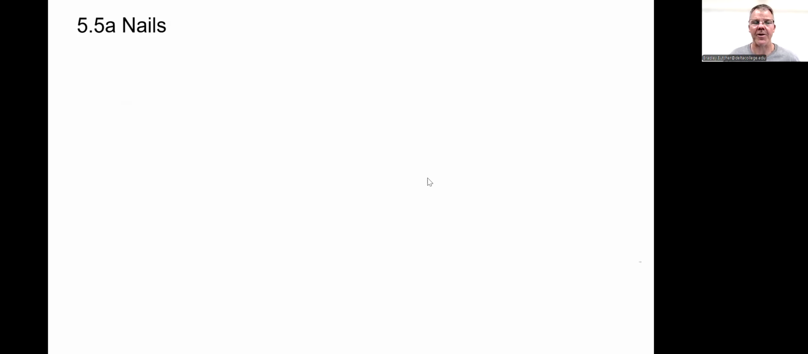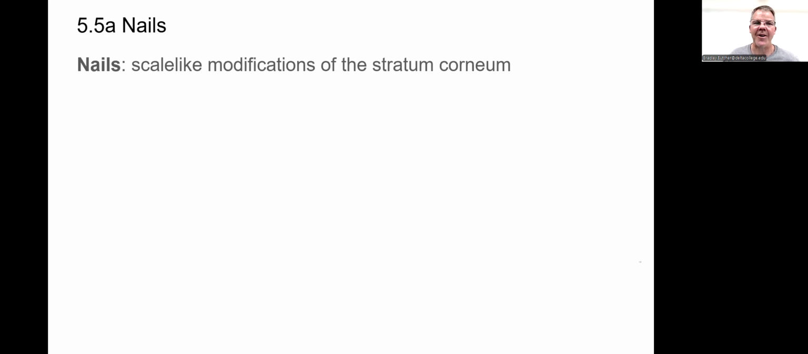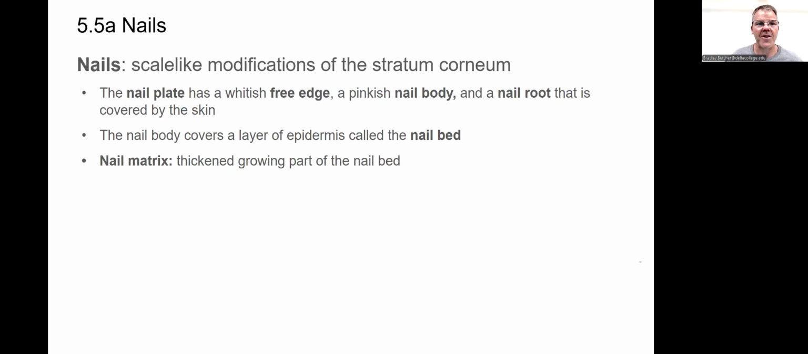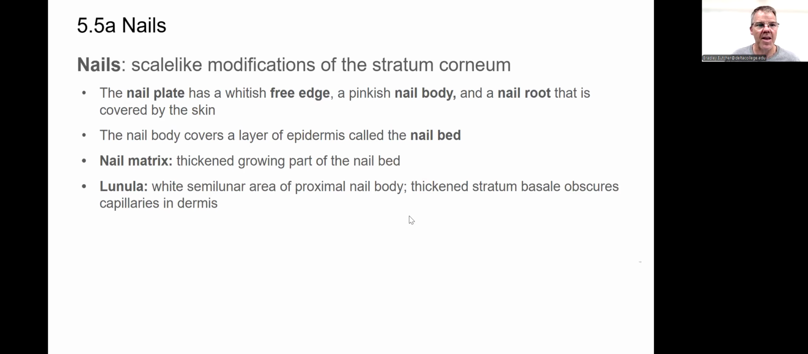So let's talk nails. We're going to talk a lot of gritty detail here. Nails are scale-like modifications of the stratum corneum. The nail plate has a whitish free edge, a pinkish nail body, and a nail root that is covered by the skin. The nail body covers a layer of epidermis called the nail bed, and the nail matrix is the thickened growing part of the nail bed.